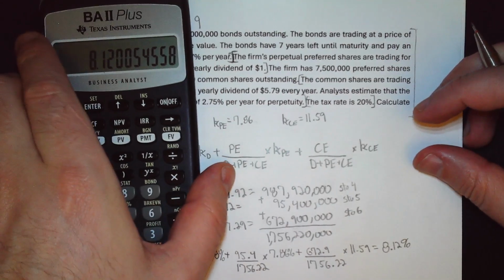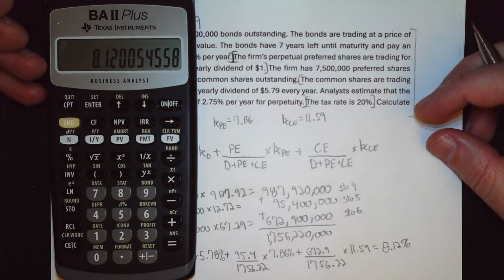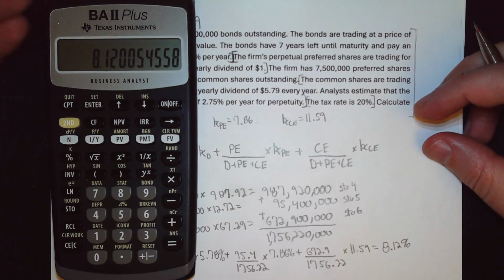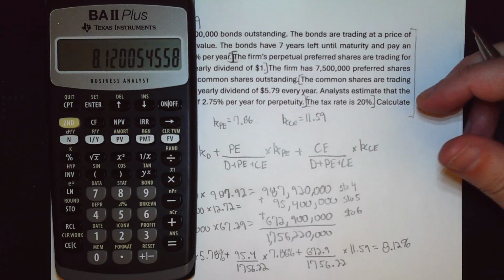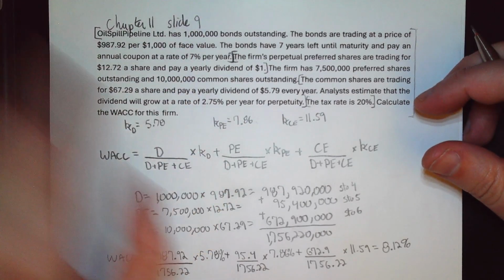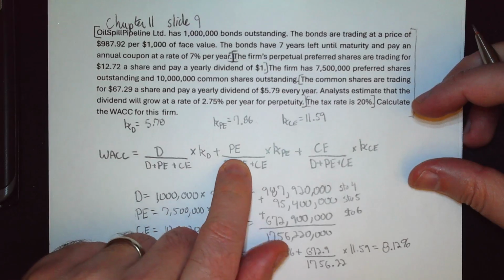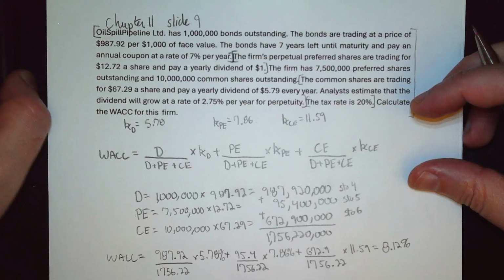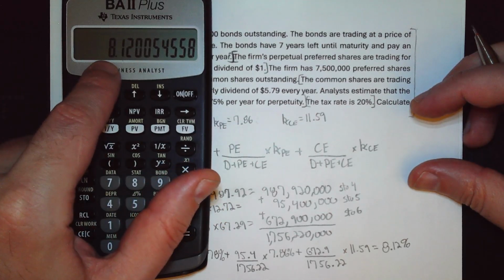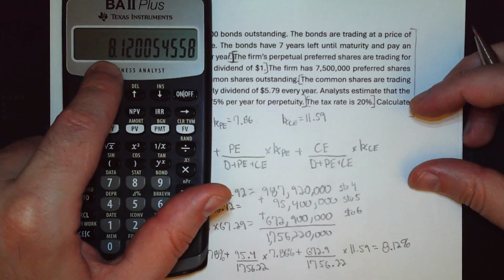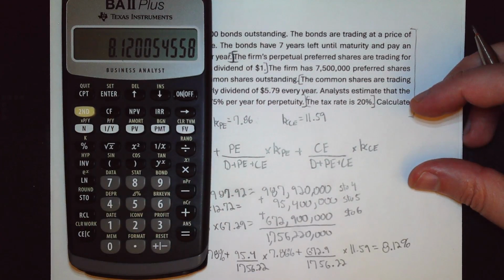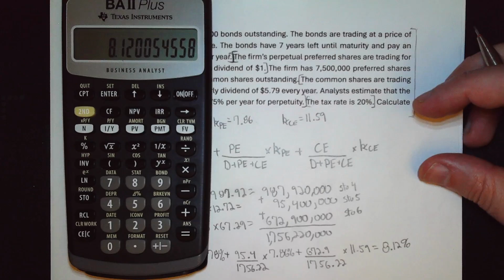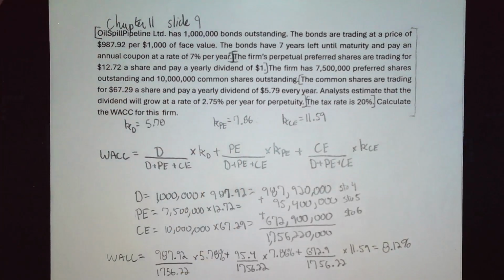So this firm has a weighted average cost of capital, on average, right, whenever it raised $1, some of that money will come from debt, some of that money will come from preferred shares, some of that money will come from common shares. But on average, it will have to pay 8.12% in return to these owners of capital in order to raise that $1 of funds. Okay, and this is how we calculate the weighted average cost of capital.